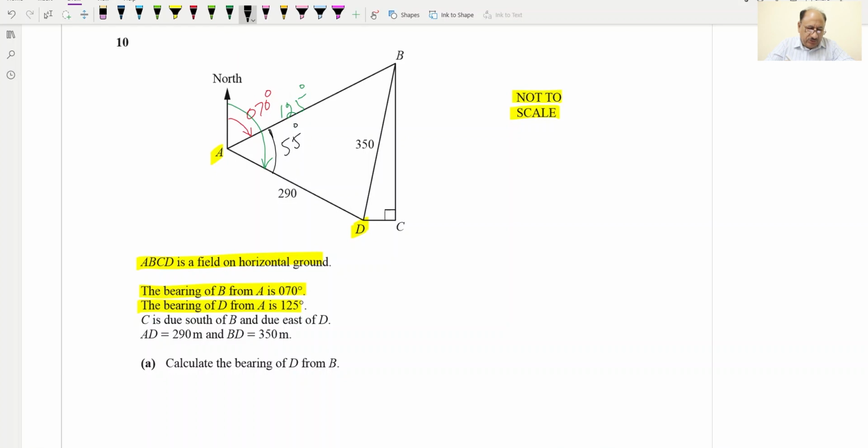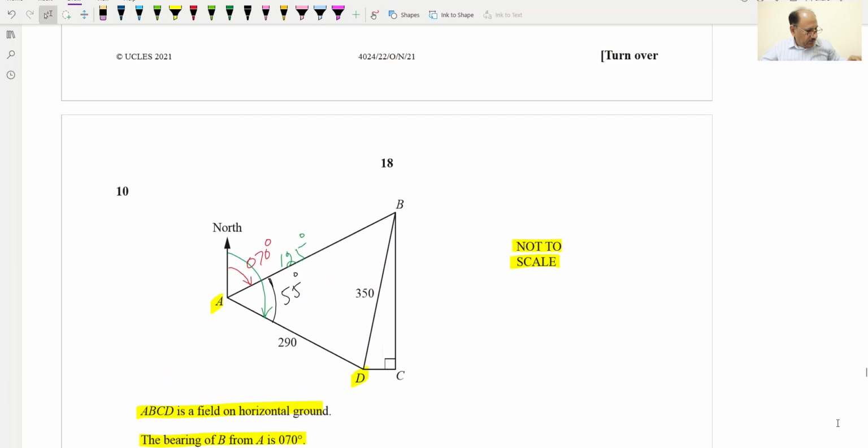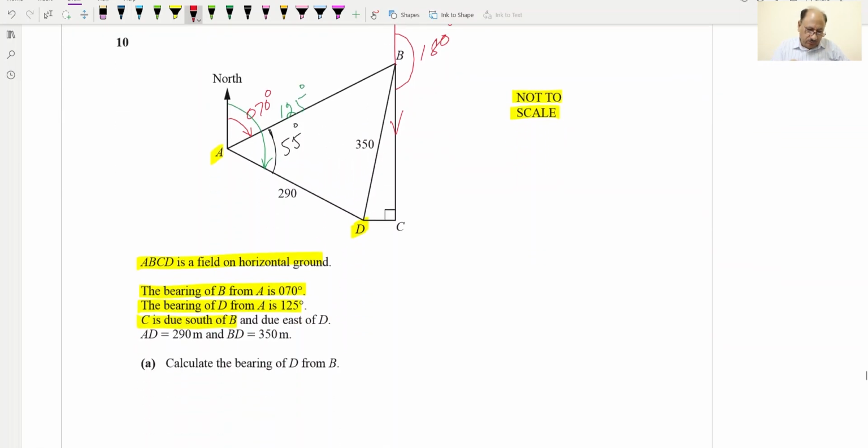Then they are saying C is due south of B. So this lower direction is basically towards south. If we draw north on B, this will be our north, and this direction is the south direction. So this angle is 180 degrees. This is what they have mentioned over here.